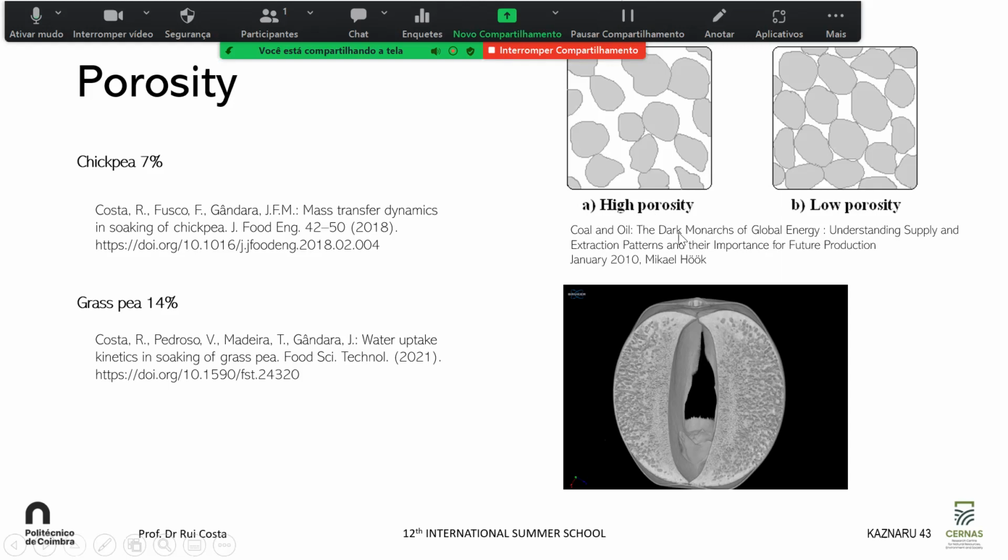If the porosity is 0, it means there's no empty space. If it is 100%, it would mean that everything is empty. So if we have bigger holes here, these white parts, we will have a high porosity product. If you have fewer holes, it will have a low porosity. We could see that the porosity is around 7% in chickpea and 14% in grass pea. So this will affect how the hydration occurs.